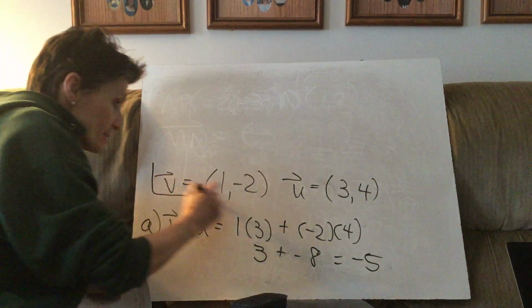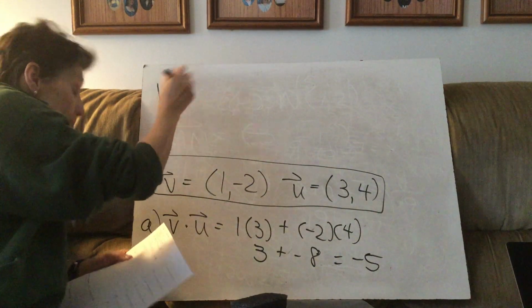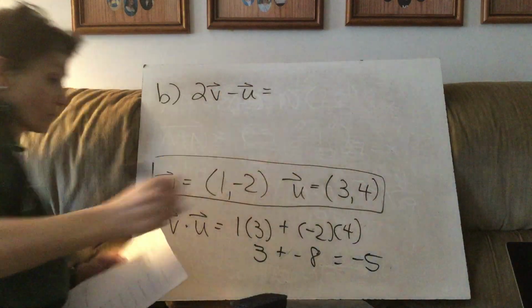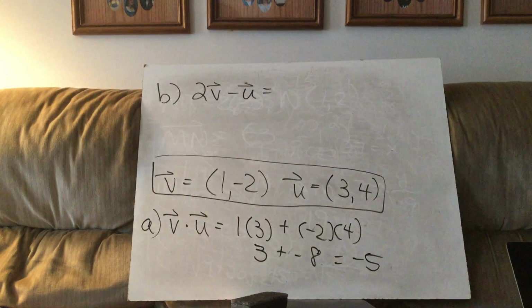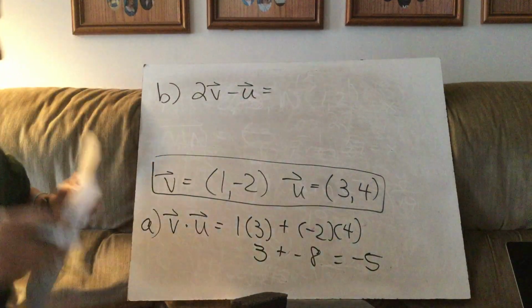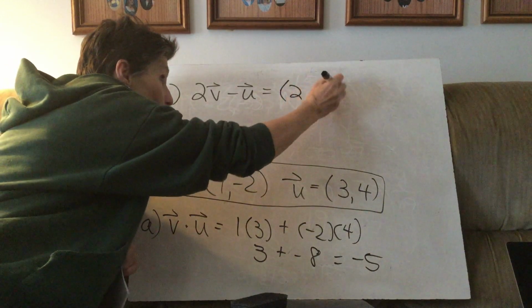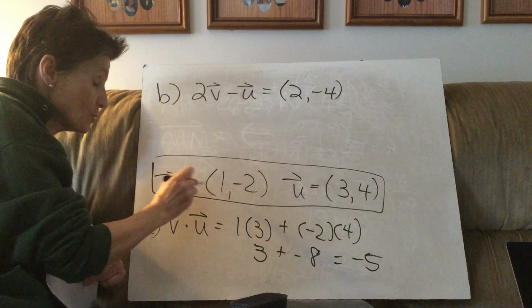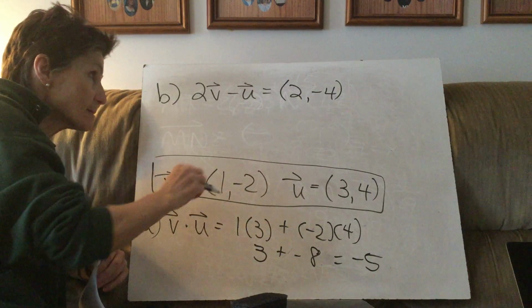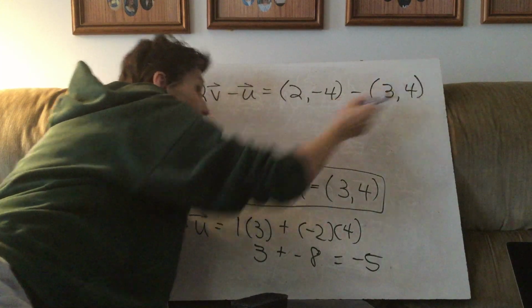I'll leave this here. This is our given. So this is what we're using for this set of problems. So B is 2v minus u. Okay, so we're going to take 2 times v. So 2 times v will be 2, -4. Remember, when you take 2 times, or anything times a vector, you just multiply it times both pieces. And then we're going to subtract u, which is 3, 4.